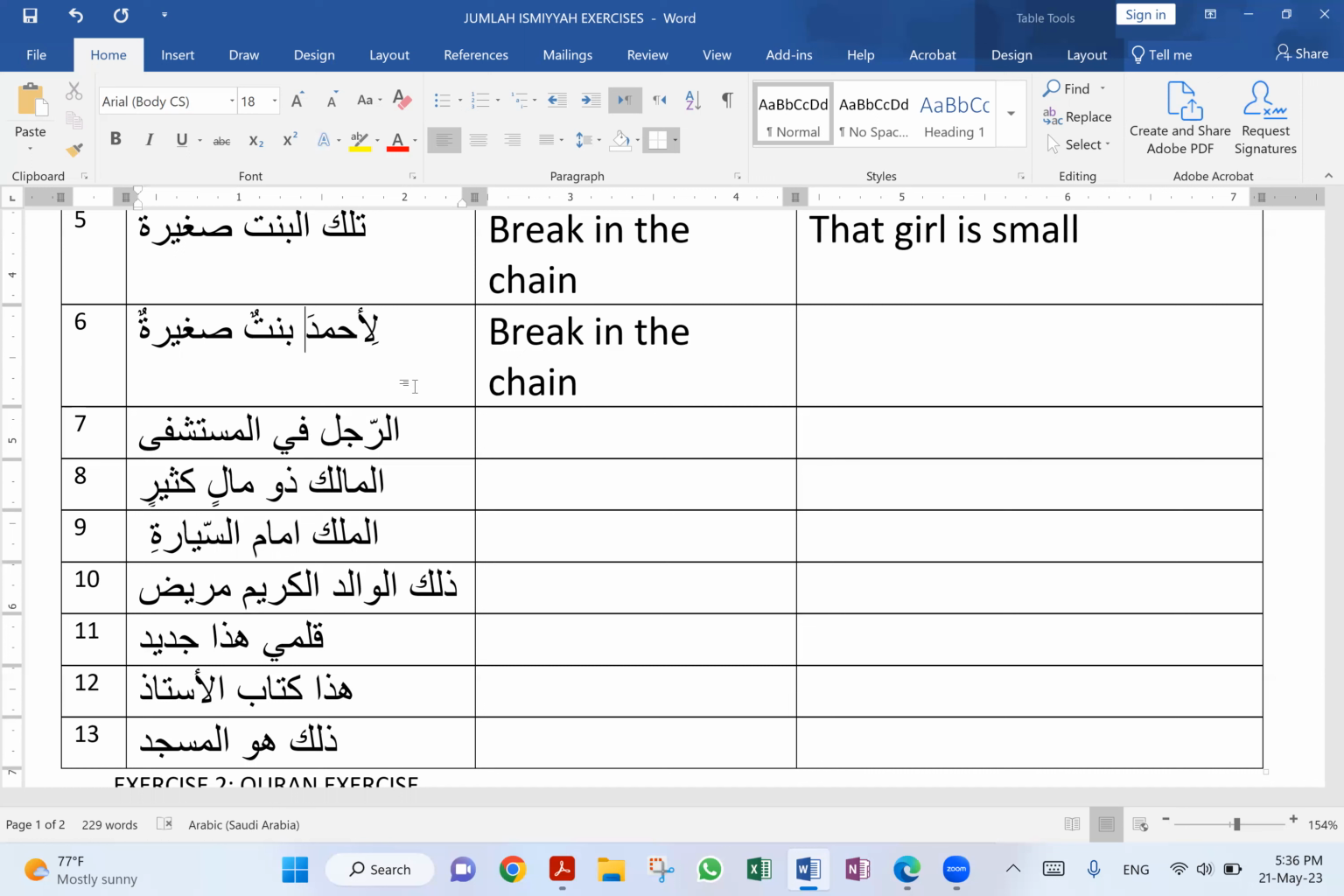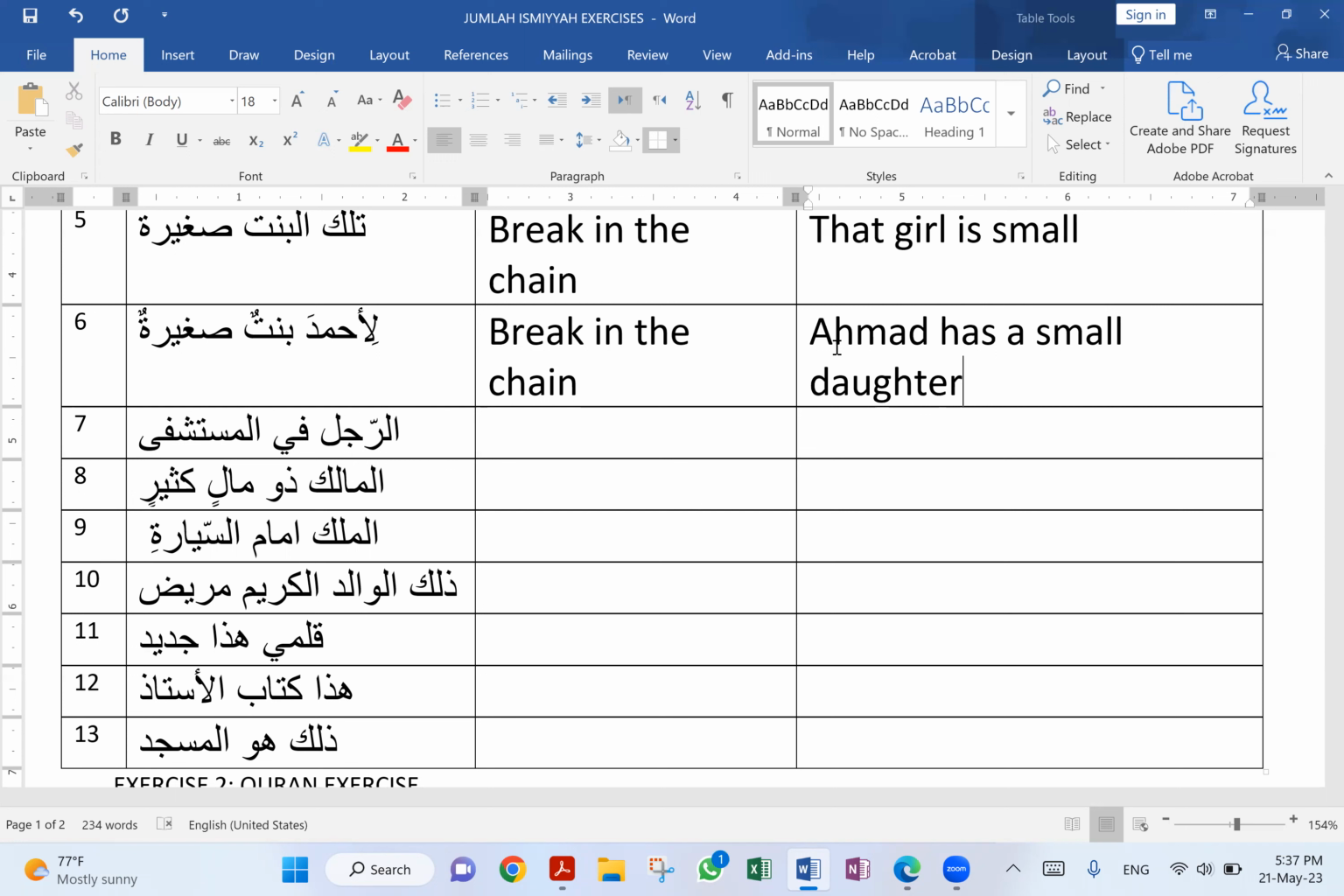So how do we translate a Jumlah Ismiyyah sentence that starts with a harf jar and a majroor? Has, right? Possession sentence, right? It is basically a possession. Exactly. So now how do we translate لأحمد بنت صغيرة? Ahmad has a small daughter.